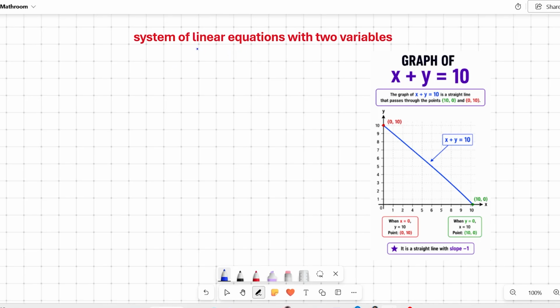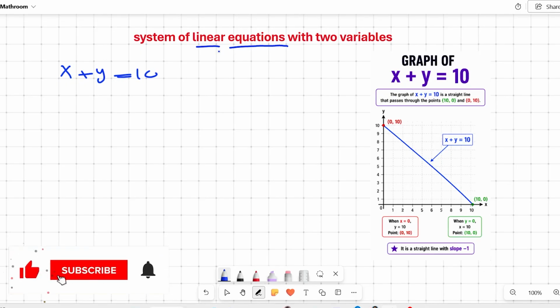With two variables. First, let's see what a linear equation means here. Let's see an example: x plus y is equal to 10. This is one of the examples of linear equations. So why do we call it linear? Because when we graph this equation, the graph is a straight line, as you see here. The blue line is the graph of x plus y is equal to 10, and it is a straight line. That's why we call it a linear equation. All linear equations have a straight line as their graph.